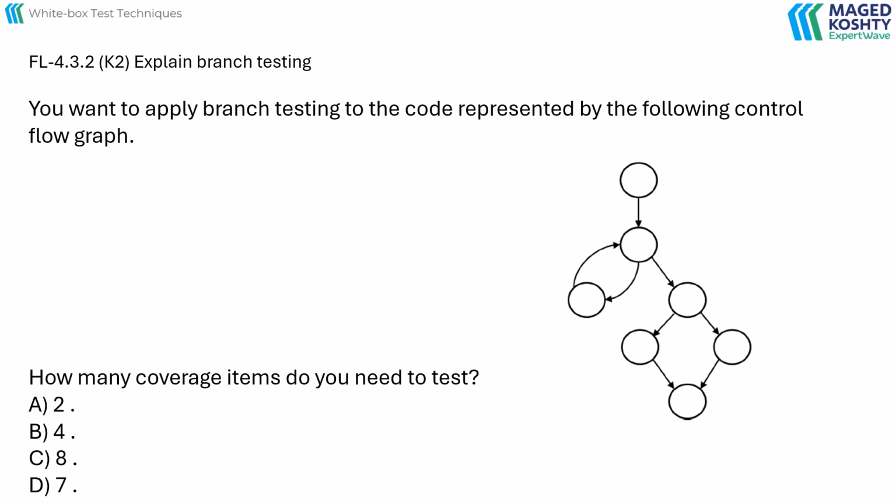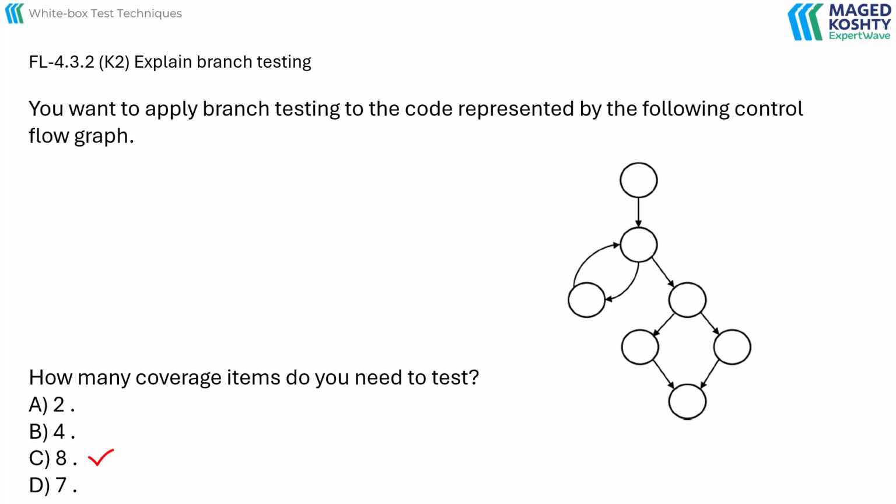Well, this question is new to me. The syllabus didn't mention the edges anywhere. From the model answer, we learned that in branch testing, the coverage items are branches, which are represented by the edges or the arrows of a control flow graph. From the graph, we have 8 arrows. So according to the model answer, the correct answer is C.